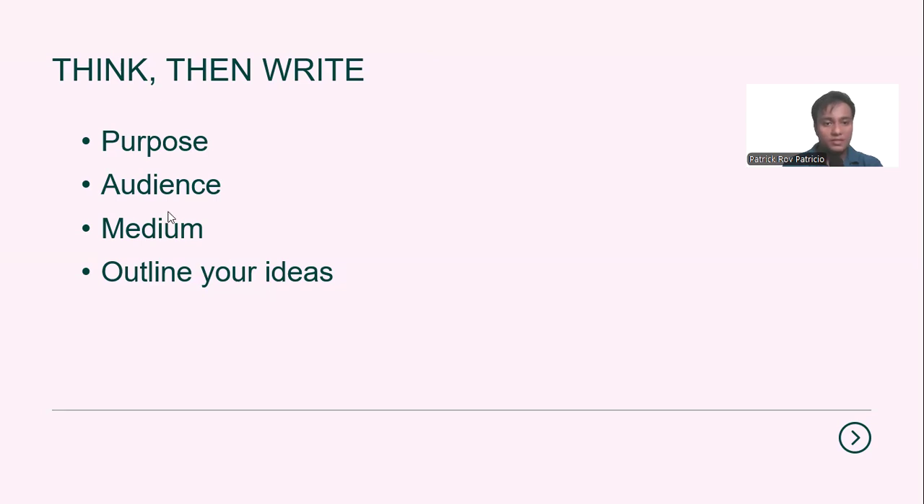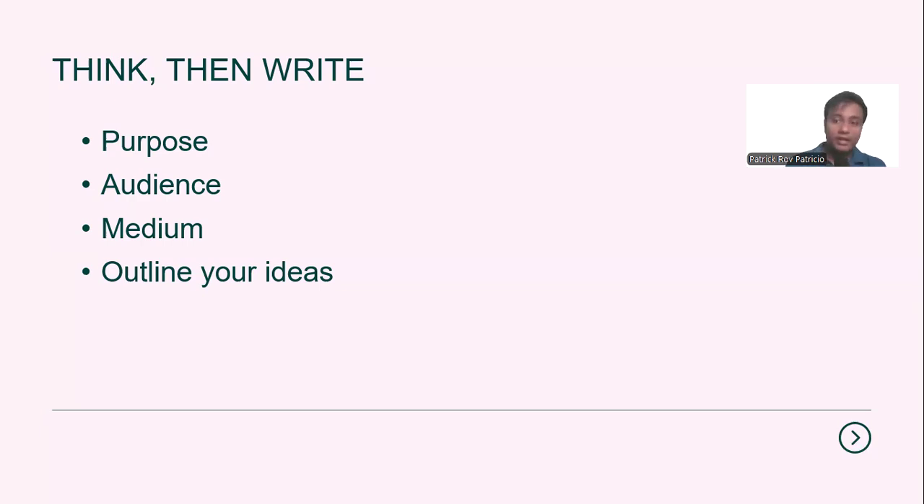Next, we also must consider the medium of our message. What medium or channel are we going to use in order to deliver our message? For written outputs, typically it could be a letter, a poster, flyers, pamphlets, so on and so forth, or it could be visual such as this slideshow. So it is important to consider the medium that we're going to use in delivering the message so that, again, we can tailor fit our writing to become more effective in that specific medium.